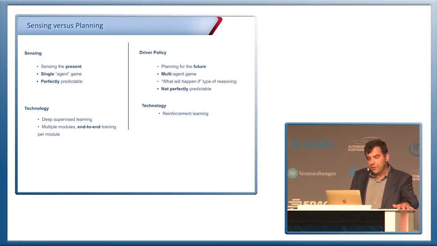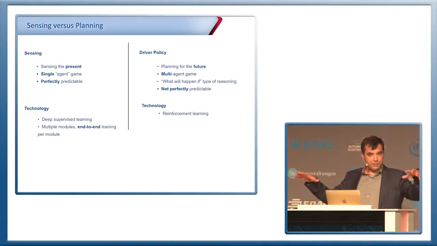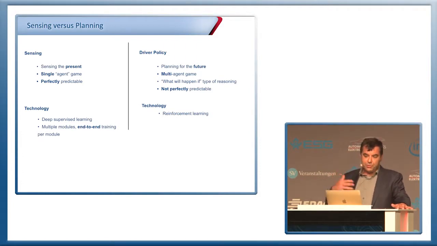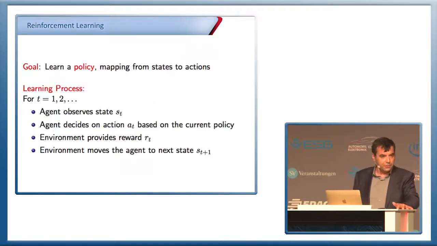What is the driving policy? Driving policy is planning for the future. It's not the present, it's the future. It's a multi-agent game. It's not only me. There are other behaviors, and these are not just obstacles, they are behaviors. I need to understand them. And I need to ask questions: what will happen if I do this? What will happen if I do that? And it's not perfectly predictable. And the technology behind that is called reinforcement learning.